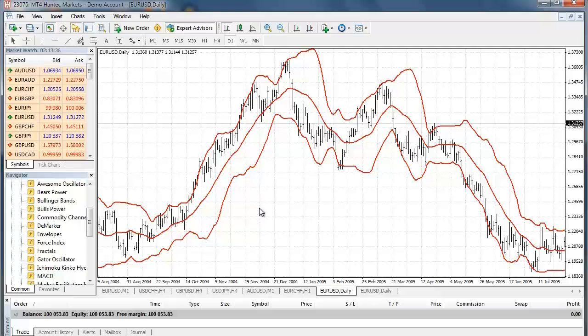As with any tool of technical analysis, you should experiment with Bollinger Bands yourself before attempting to use them to make trading decisions on a live account.